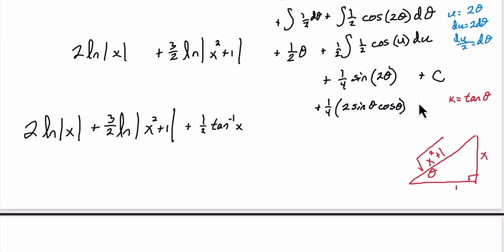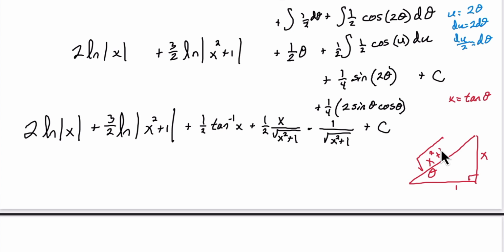And then dealing with the last piece, we can distribute the 1/4 with the 2. That will give us 1/2 sine of theta. Going to the triangle, sine is opposite over hypotenuse. That is x divided by the square root of x squared plus 1, times the cosine of theta, which is adjacent over hypotenuse. That is 1 divided by the square root of x squared plus 1.